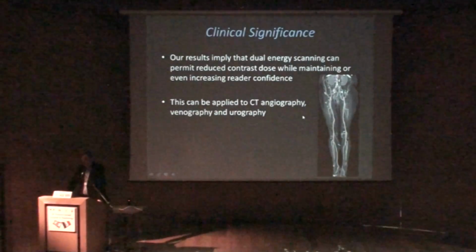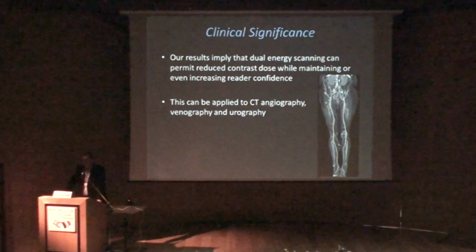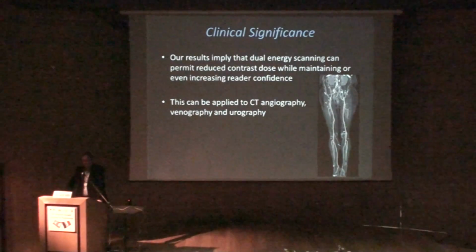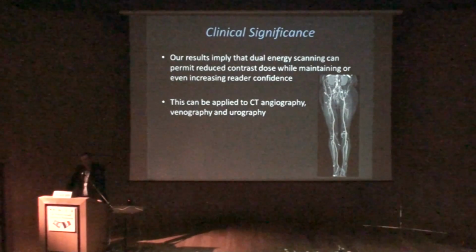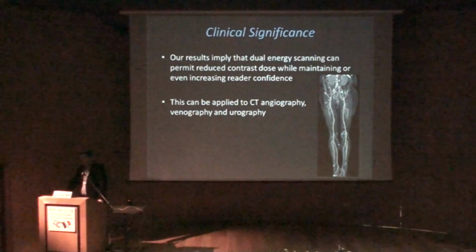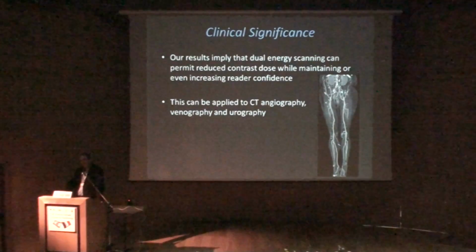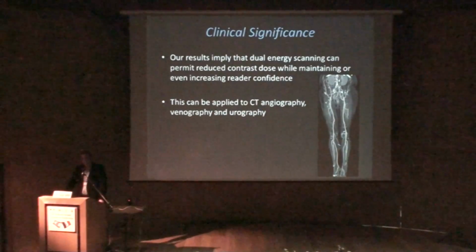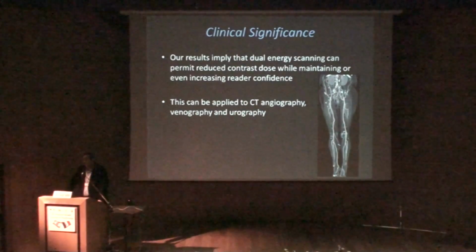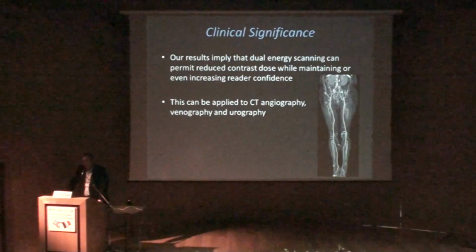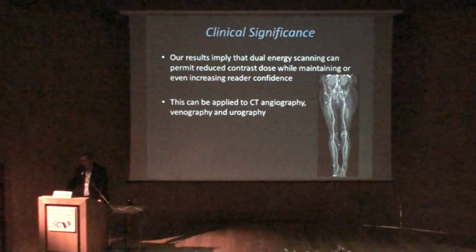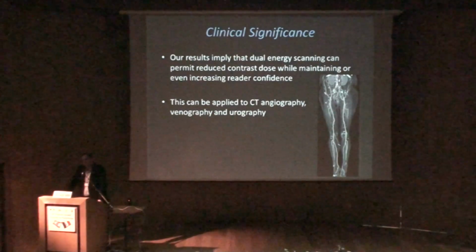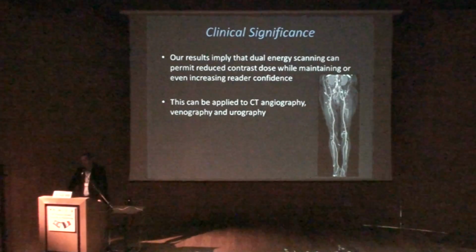So the results imply that dual energy scanning can permit reduced contrast dose while maintaining or even increasing reader confidence, which is important. Right now we are checking even lower doses, going down to about 50 Hounsfield units, and checking the results. And this can be applied to CT angiography, venography, urography, whatever we want to use and see the contrast. And we have a very frequent problem with diabetic patients that we need to do a runoff to look at the blood vessels in the abdomen and the lower legs.